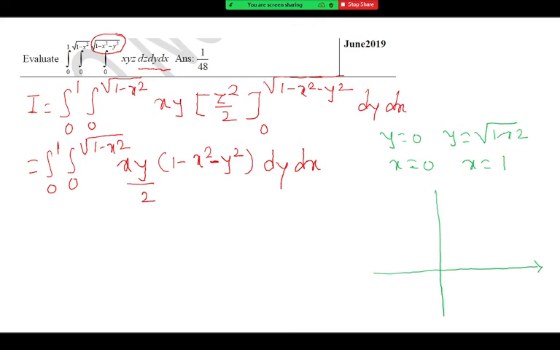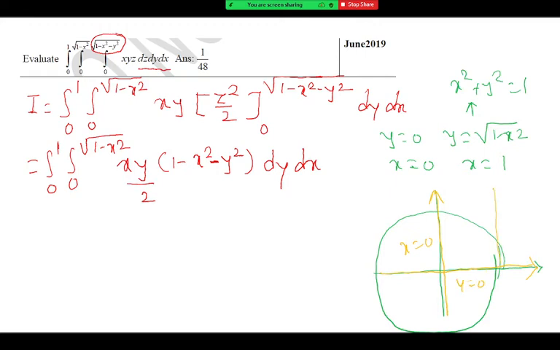first of all, this y equal to root of 1 minus x square can be written as x square plus y square equal to 1. That is a circle here. Okay, and then this region is between x equal to 0, y equal to 0, then x equal to 1, and then the circle. So obviously the region of integration is, are you getting?